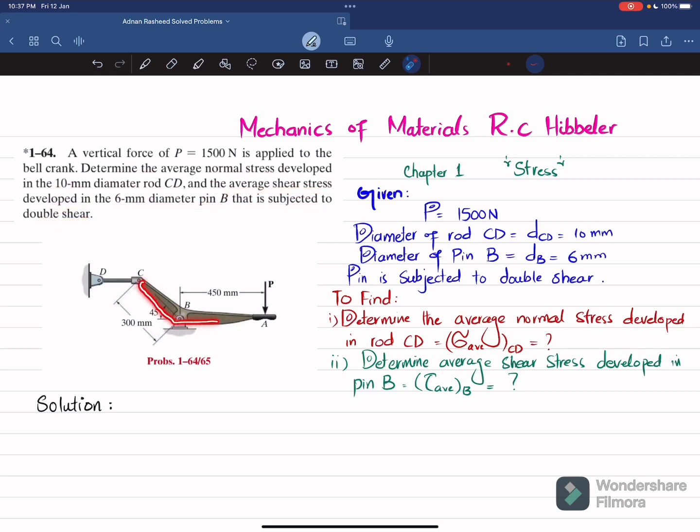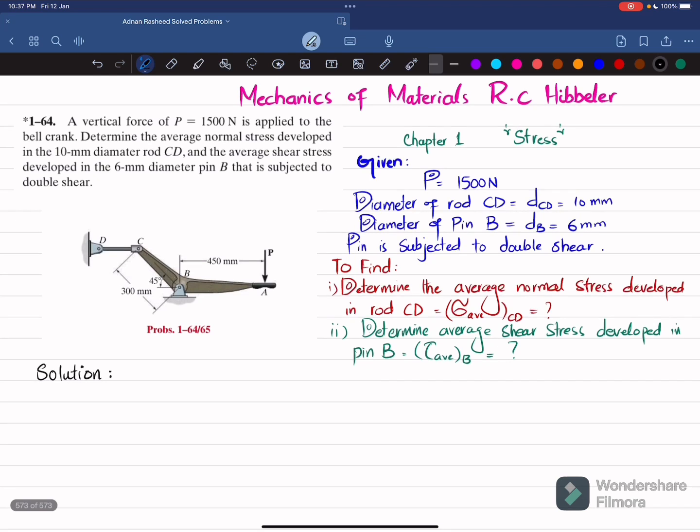So you can see this is the bell crank which is applied a load of 1500 Newton, and this is the rod CD which is used to support this bell crank. And there is a pin support at point B. So this pin has a diameter of 6 mm, while this rod CD has a diameter of 10 mm. So you have to find the average normal stress in CD, and the shearing stress in the pin. So let's start with the solution.